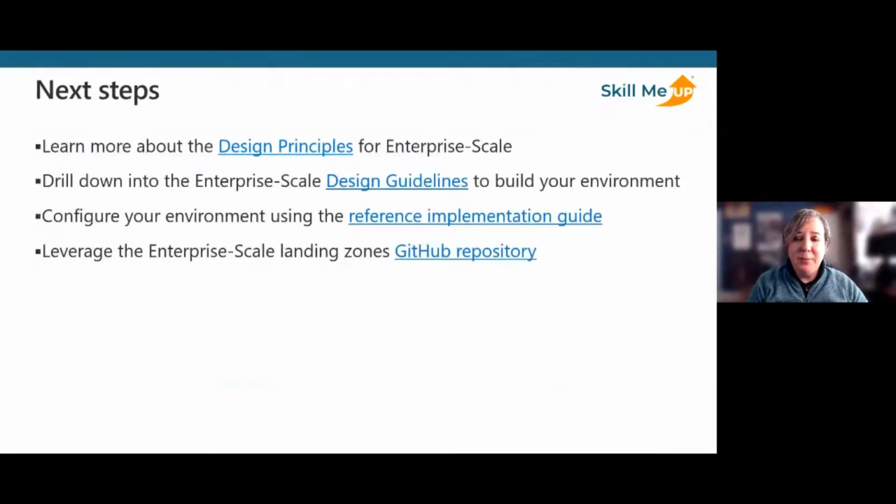In terms of next steps, these links here are direct links to our documentation. The first one brings you to the design principles, right? And then the second link takes you to the design guidelines themselves. And then the third link takes you to the reference implementation guide. If you're familiar with Microsoft documentation, I could have bombarded you with about 100 different links. I always feel like that's not the right method. It's death by 1,000 links, right?